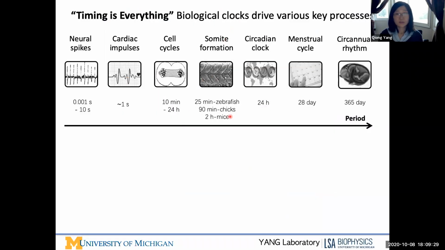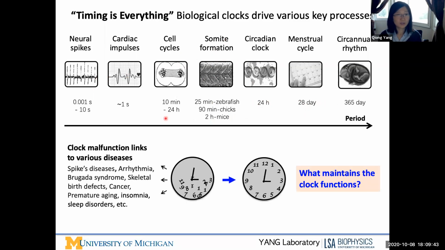But the cell cycle is just one of the many clocks that control all kinds of cellular and developmental processes. Their time scales can span orders of magnitude. And if you disrupt any clock regulator, you will link this to various diseases. So it's very important for us to understand what maintains the clock function.